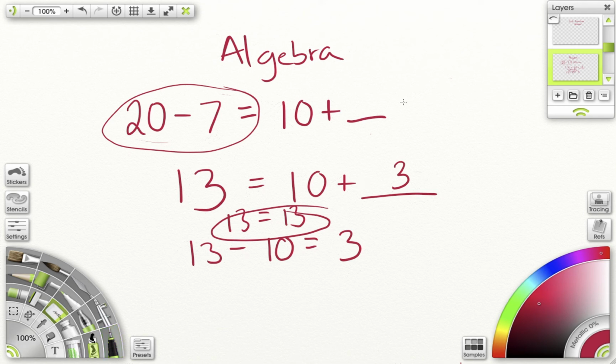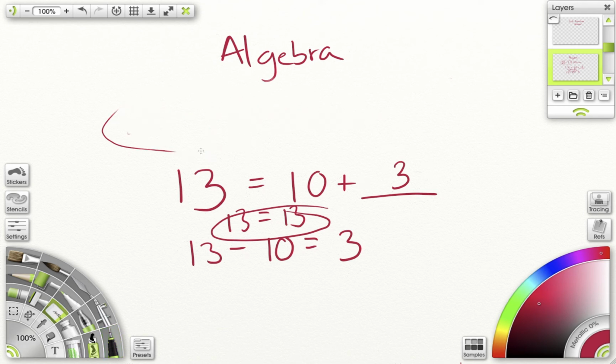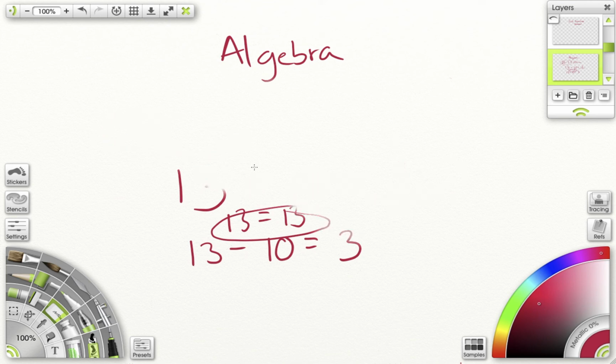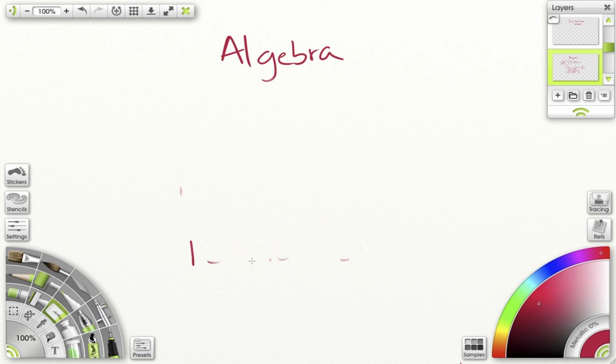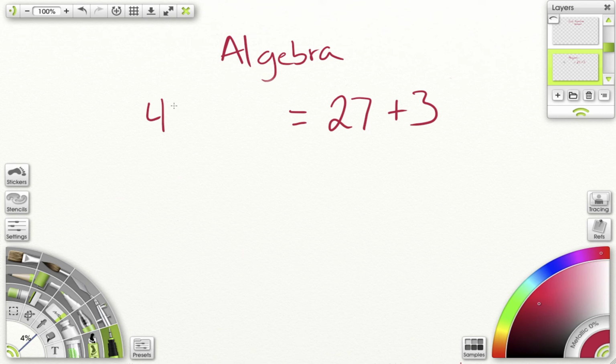Let's do another. This time we're going to have a blank on the other side of the problem. It's still the same process, except it just depends which side you answer or you solve first. So let's do 27 plus 3. On this side, it's going to be equal to 43 minus blank. So I need to figure out what that blank is.